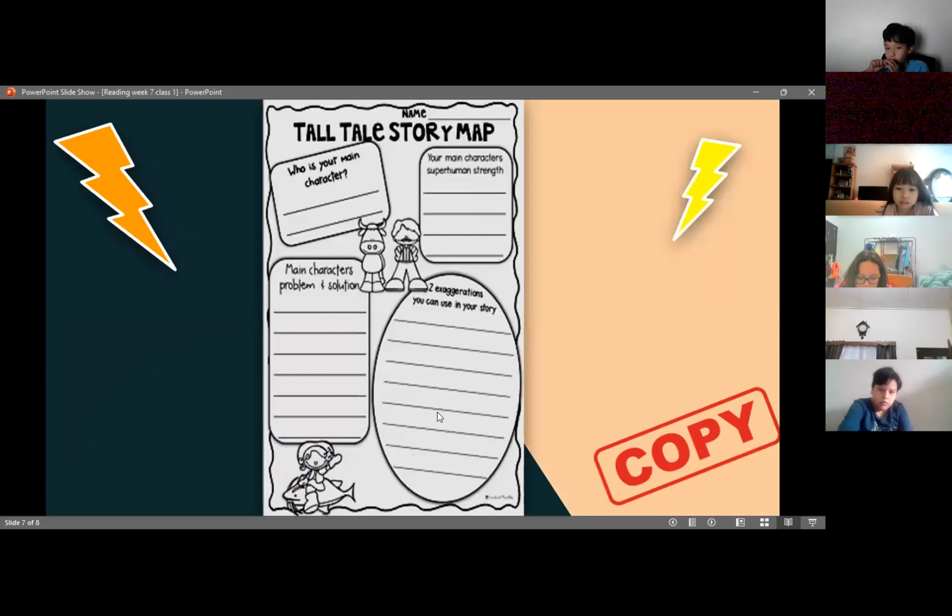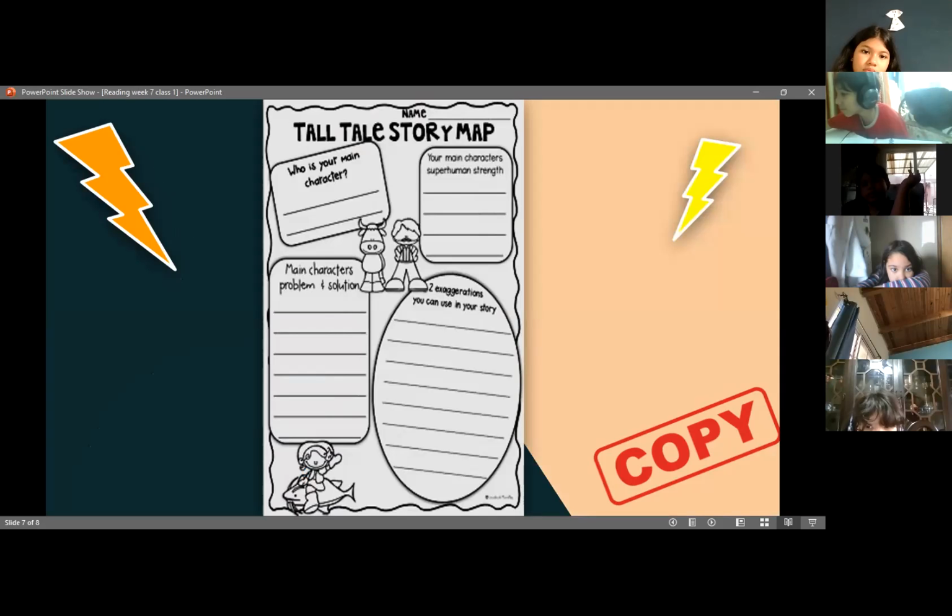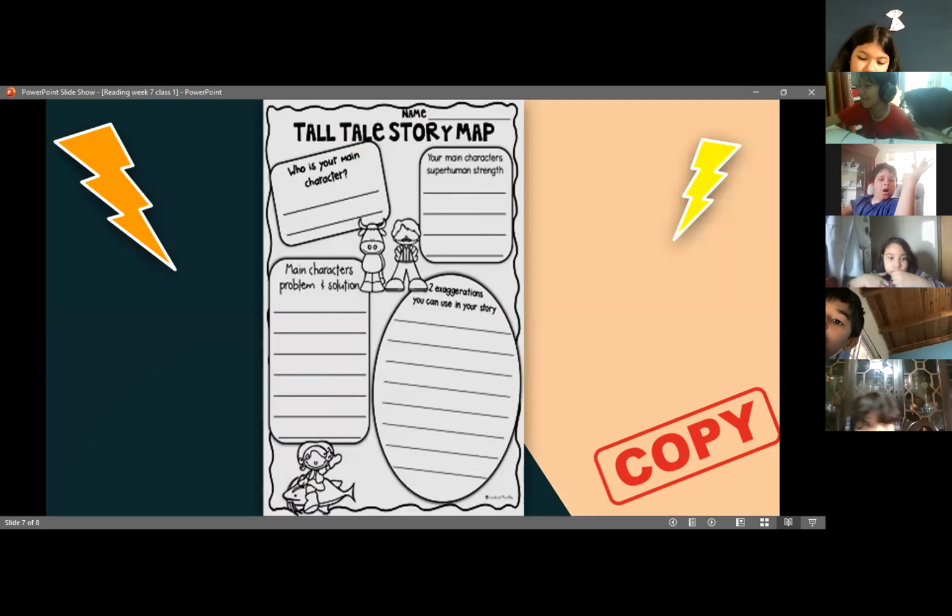Now, in your notebook, you're going to copy this tall tale story map. What we're going to do, class, is complete this according to the story that you were assigned. For example, group number 1, remember, you're going to complete it by yourself. This is individual work. You're not going to work in groups. This is individual.